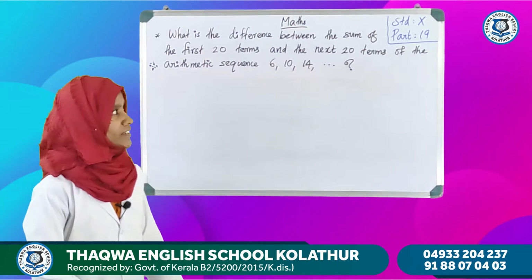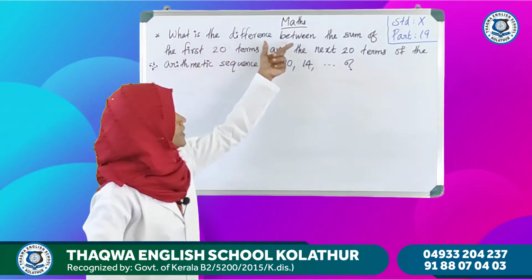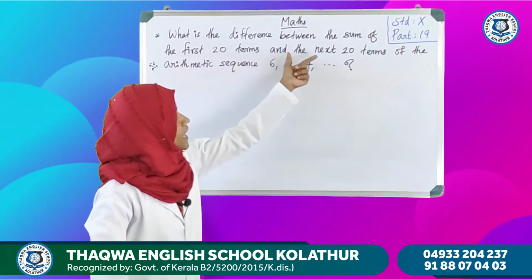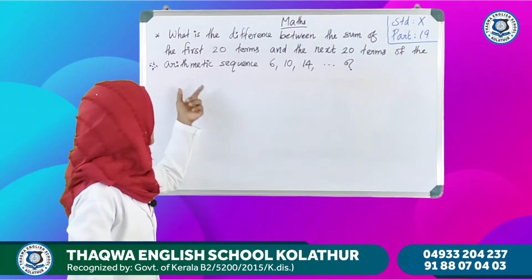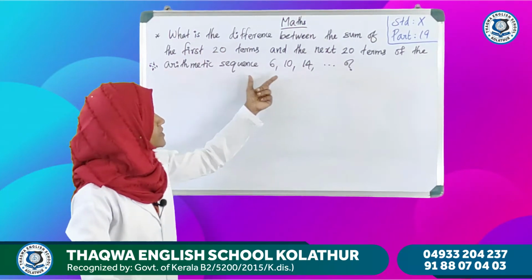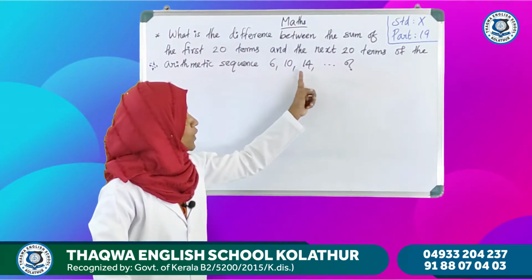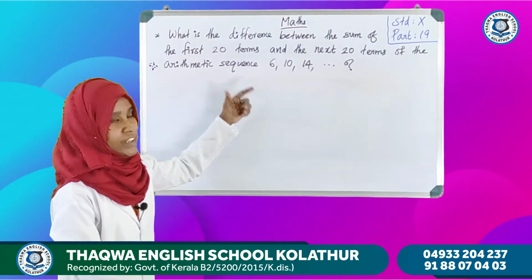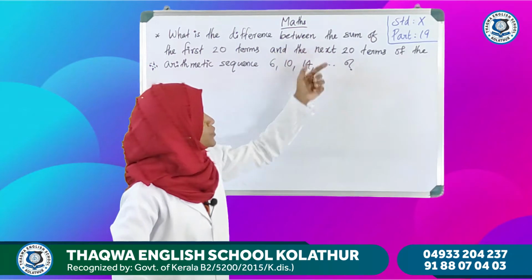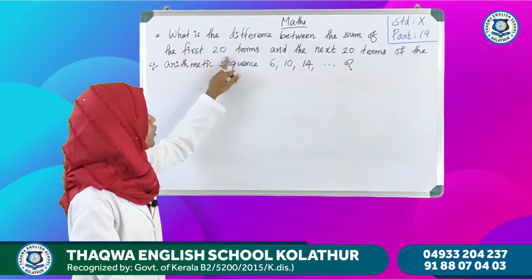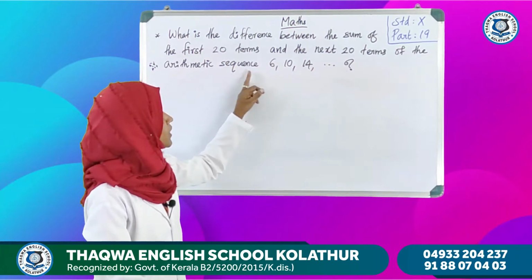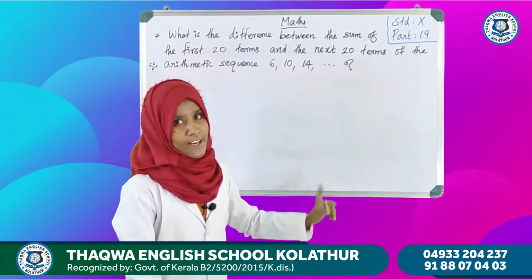Our first question: what is the difference between the sum of the first 20 terms and the next 20 terms of the arithmetic sequence 6, 10, 14, etc.? Okay, it's a very easy question. What is the difference between the sum of the first 20 terms and the next 20 terms of the arithmetic sequence 6, 10, 14, etc.?